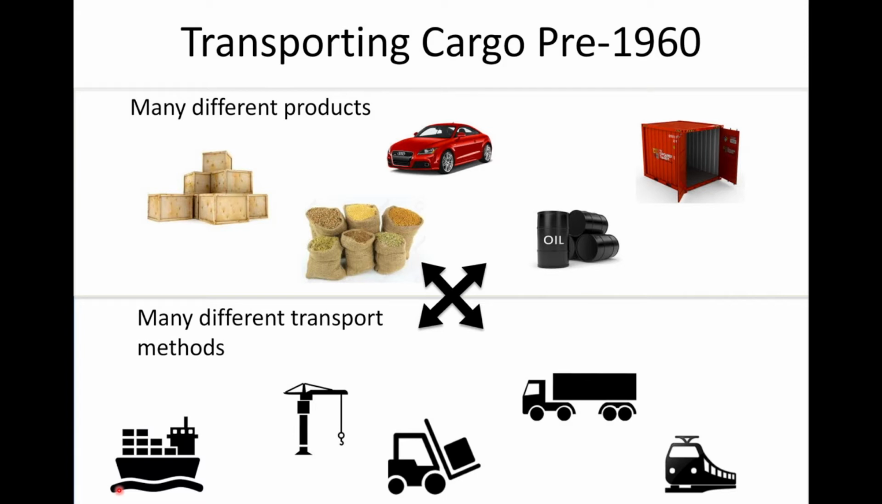And then you would transport these goods using a variety of different transportation methods, everything from ships to trucks to trains. And you might have to use like a forklift to get product off of a truck onto another truck or onto a train. So it was a challenging process, and there were a lot of challenges in trying to figure out how do you get a product from one part of the world to another part of the world and move it across all of these different transportation methods.